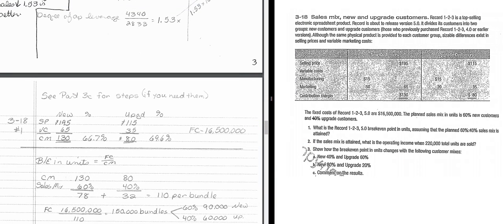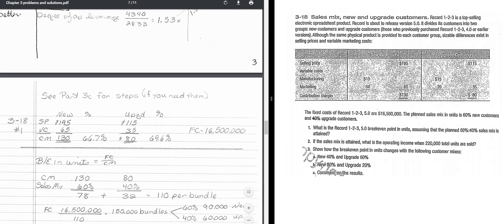Okay, so we have electronic spreadsheets. I've got two versions. Although the same physical product, we've got two. So notice the selling price is $195 for the new customers and the upgrade is $115. So basically I have two products. Okay, here's my variable costs. My variable costs are made up of both manufacturing and marketing.